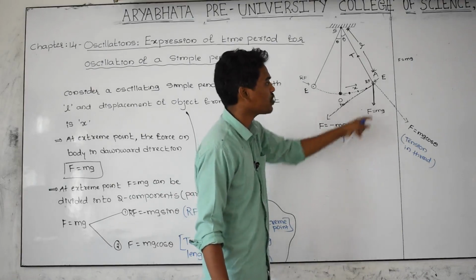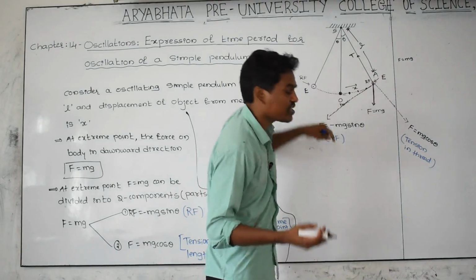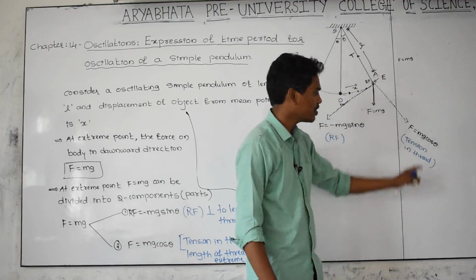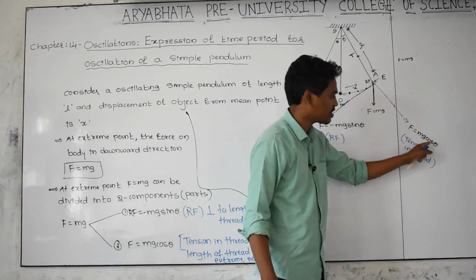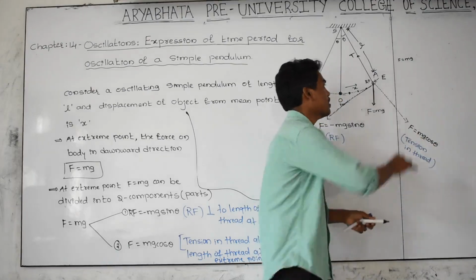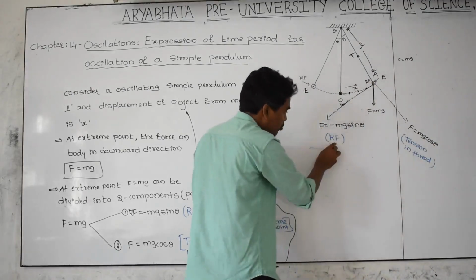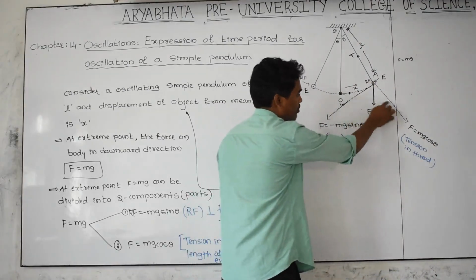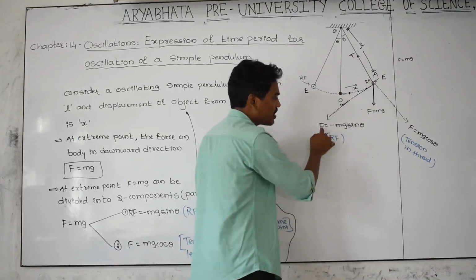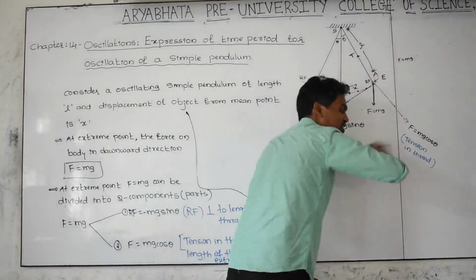It means that the restoring force acting on the body in this direction is not equal to 0. In this direction the restoring force is there, but in this direction there is no tensional force. How come? The angle between these two lines is 90 degrees. Substitute 90 here, cos 90 becomes 0. Then 0 into mg, everything becomes 0. Sin 90 is equal to 1, then F equals mg, so F does not become 0. The restoring force is there, but there is no tensional force.